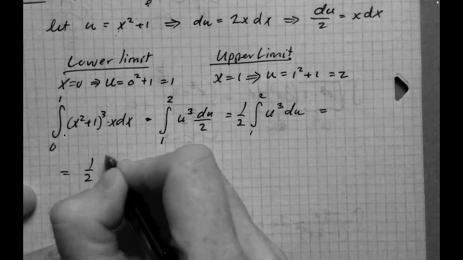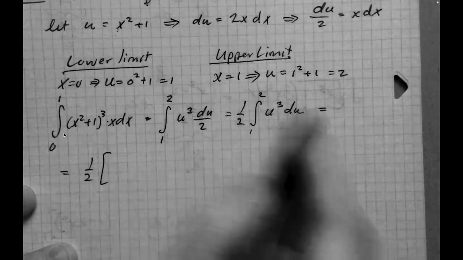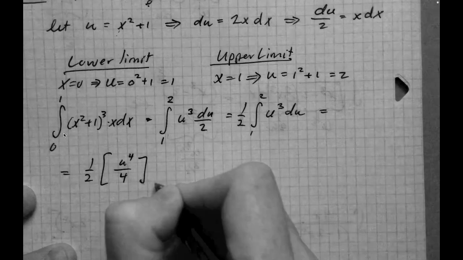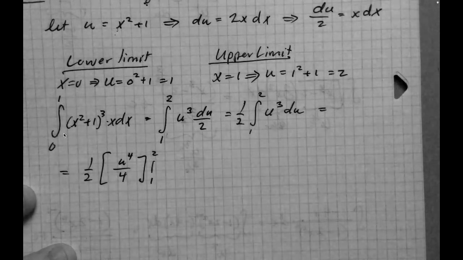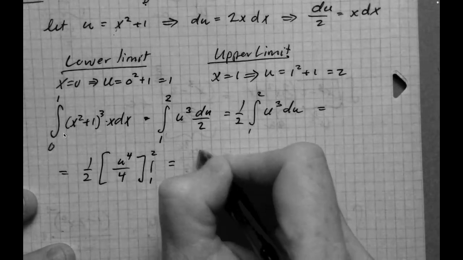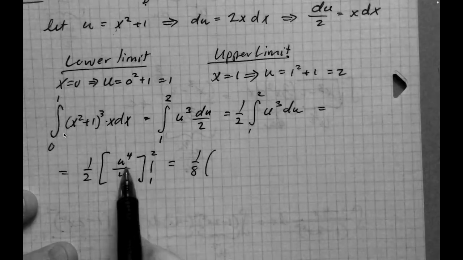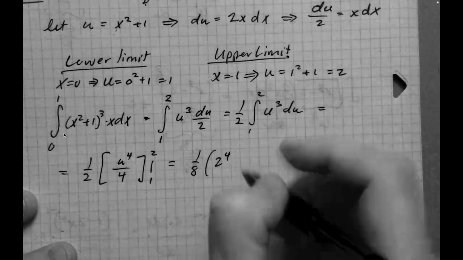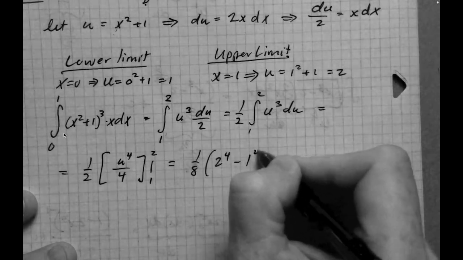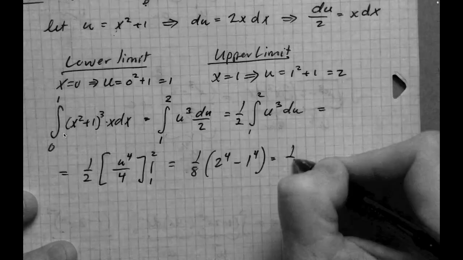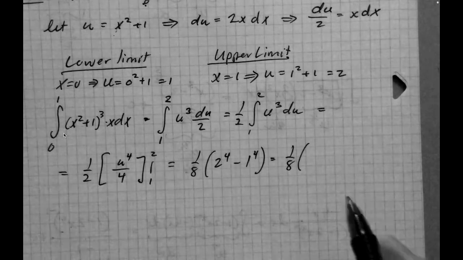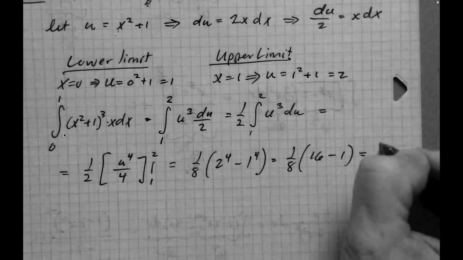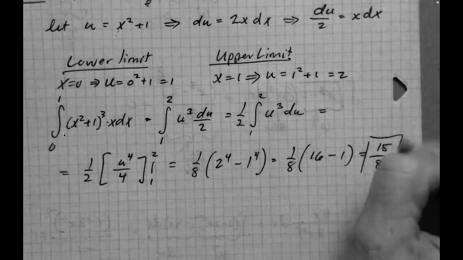And I get 1/2, and then the integral of u cubed du would be u to the 4th over 4. And then we're going to evaluate from 1 up to 2. So I get 1/8, and then it would be 2 to the 4th minus 1 to the 4th. So 1/8, and 2 times 2 is 4, times 2 is 8. So it's 16 minus 1, and so I get 15 over 8.